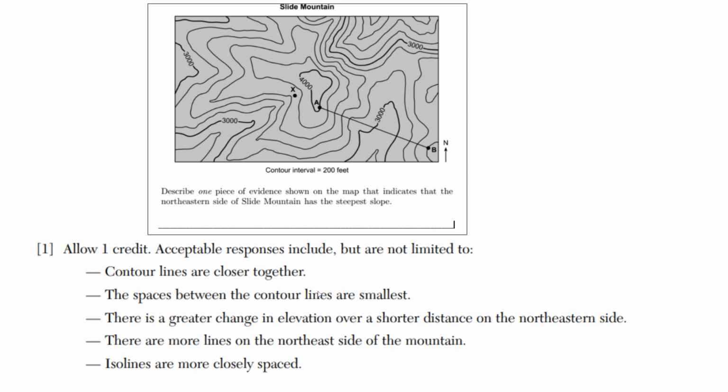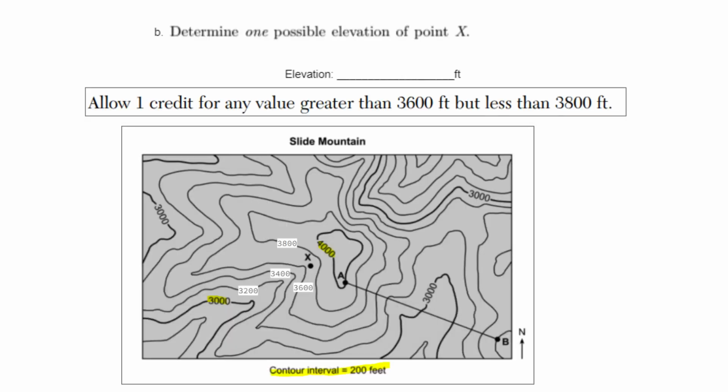Here are some answer options. You could say in this area the contour lines are closer together, or the spaces between the contour lines are smallest in this area. There is a greater change in elevation over a shorter distance on the northeastern side. You could say there are more lines on the northeastern side of the mountain, or you can say that the isolines are closely spaced in this area. Choose any to write down your answer for this question.